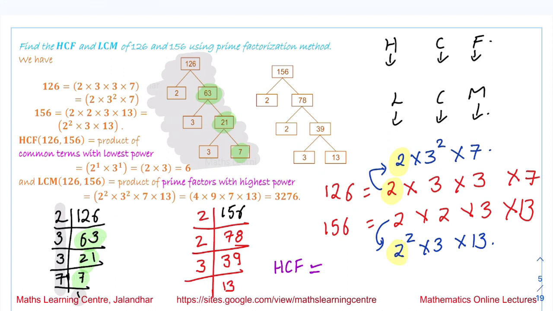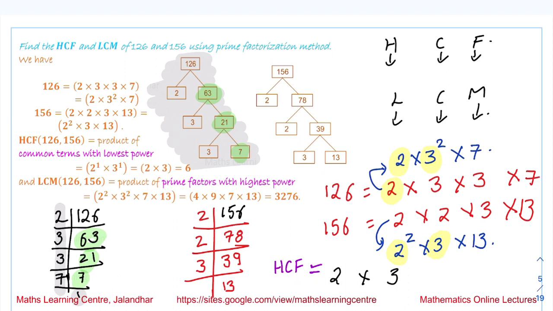2 is there, 3 is over here, but 7 and 13, these are not common terms. So first of all, what we are going to do is write the common terms. 2 and 3, these are the common prime factors that we have.